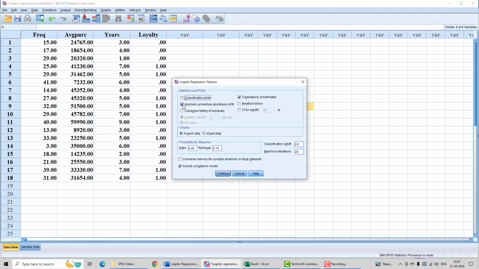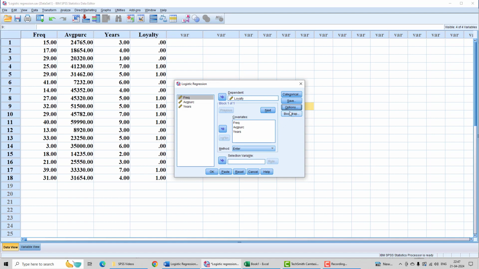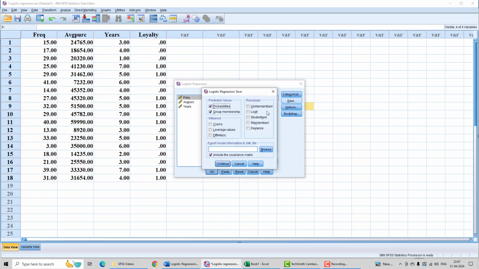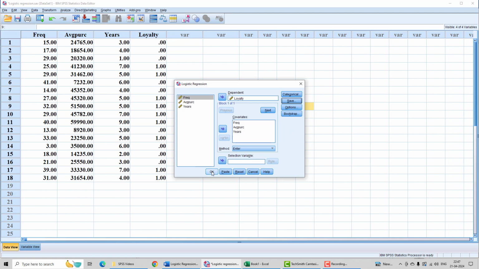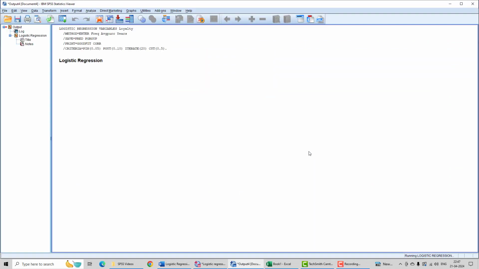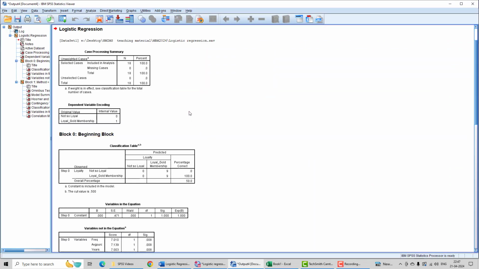In options you will go for Hosmer-Lemeshow goodness of fit, and correlation of estimates if you want. Then in save you can look for probabilities and group membership if you want. Okay, and then you can simply go for the output.